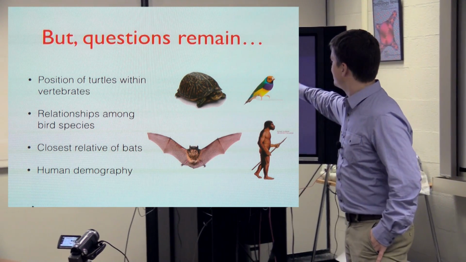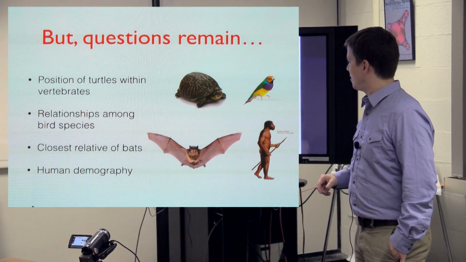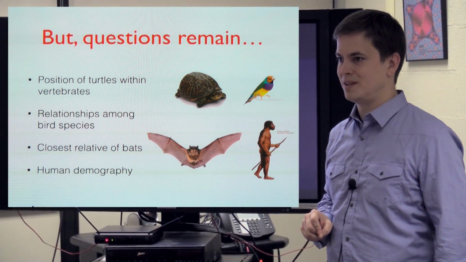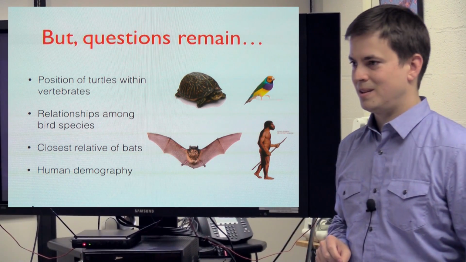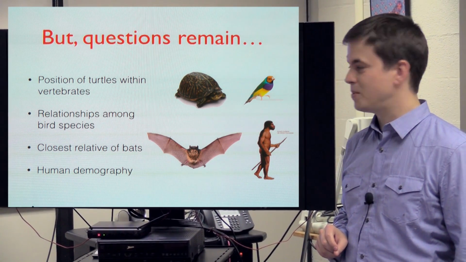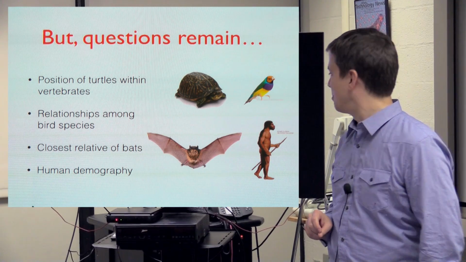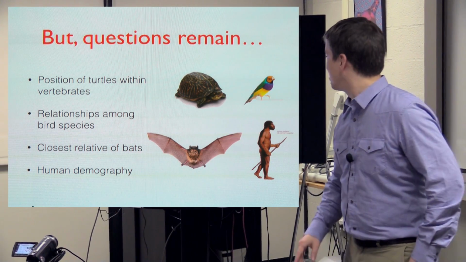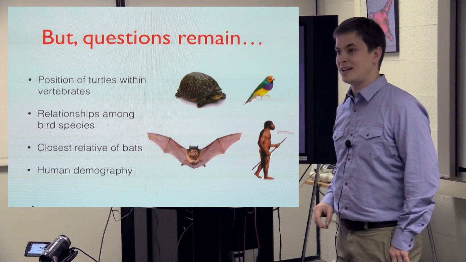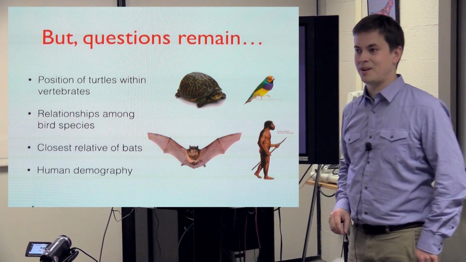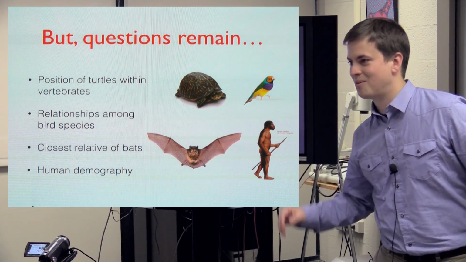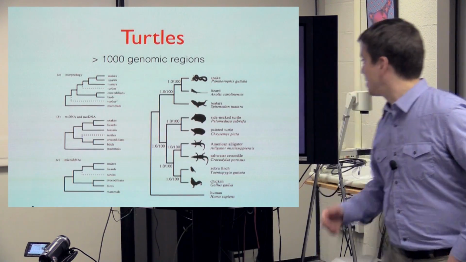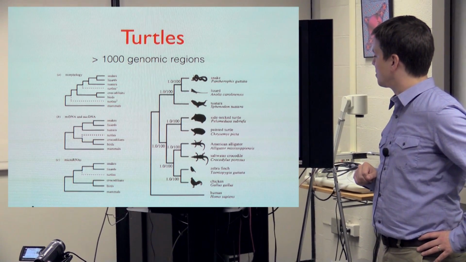Birds, it turns out bird relationships are not very well resolved. Bats, they still don't know where bats fall within mammals. Last I heard it was most closely related to this thing called a tree shrew, but I probably should have checked before I gave the talk. But I believe it's still questionable, and certainly relationships among extant human populations are hard to figure out. Like really, that's what I'm working on now. It's quite difficult.